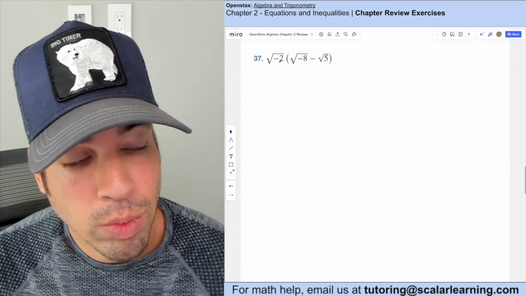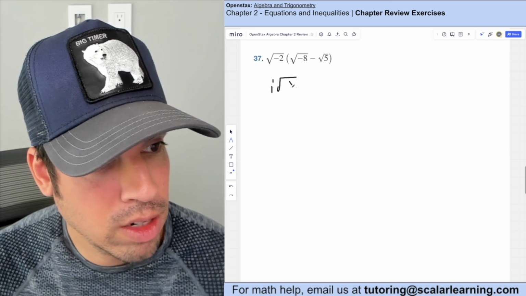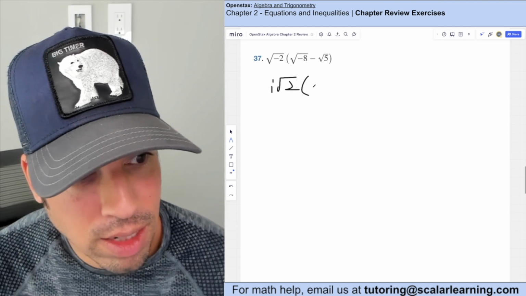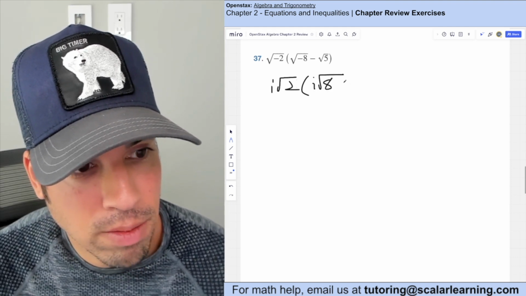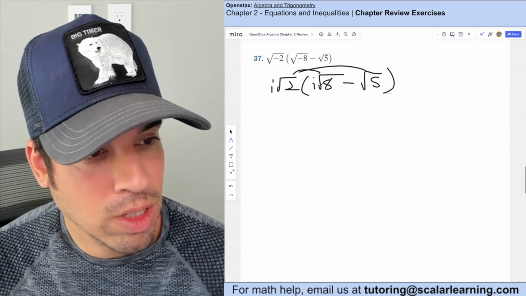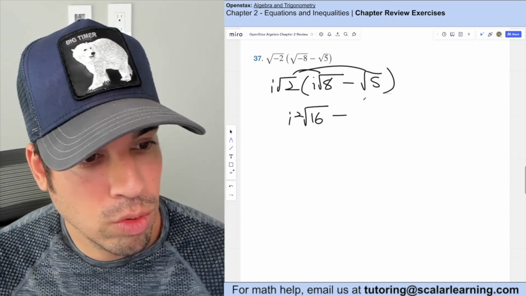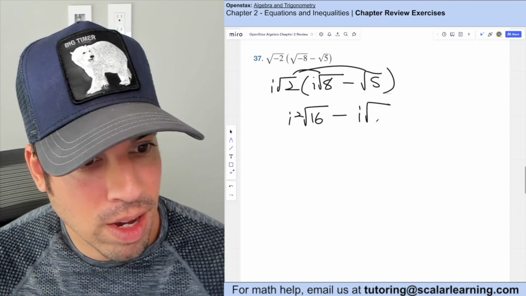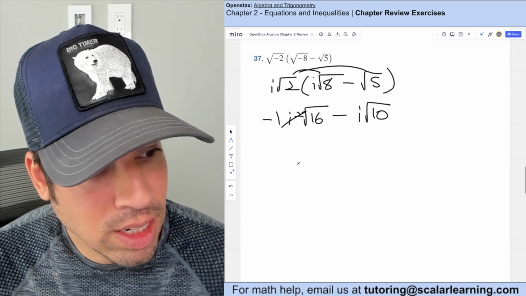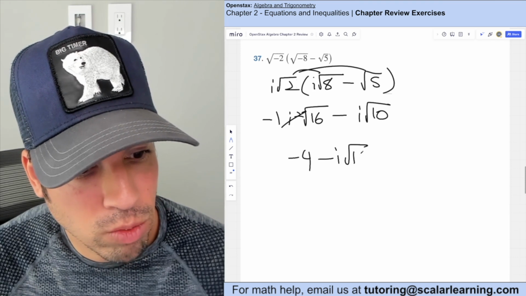Done. So this one, we're going to start by recognizing that negative 2 is really 2 times negative 1. So we've got i rad 2 times, again, I can take the square root of negative 1 because it's negative 1 times 8. That's i rad 8 minus rad 5. Now I can distribute. Boom, boom. So i rad 2 times i rad 8 is i squared rad 16 minus, and then the 2 and the 5 multiply, and I got i rad 2 times 5 is 10. i squared is negative 1, and square root of 16 is 4. 4 times negative 1 is negative 4, minus i rad 10, which can't be simplified.